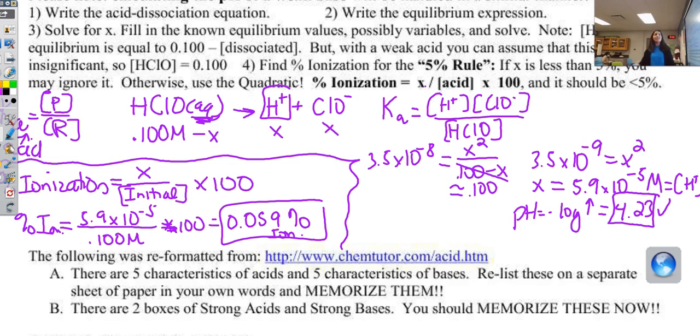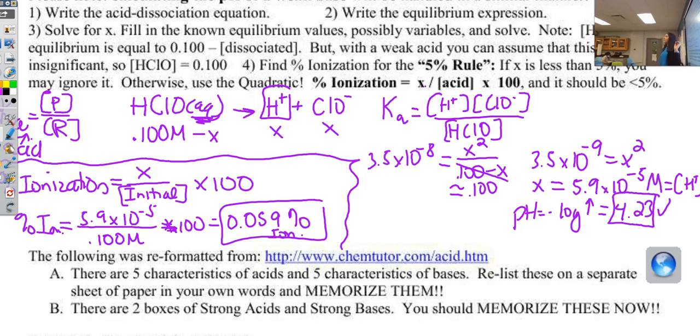Why is that H plus? Because what was the substance? Hypochlorous acid, the formula is HClO. And so there's only one H in there, and I'm calling that X, and X is equal to my H plus. So if I want the pH, all you have to do is negative log it, and that gives you the pH, okay?